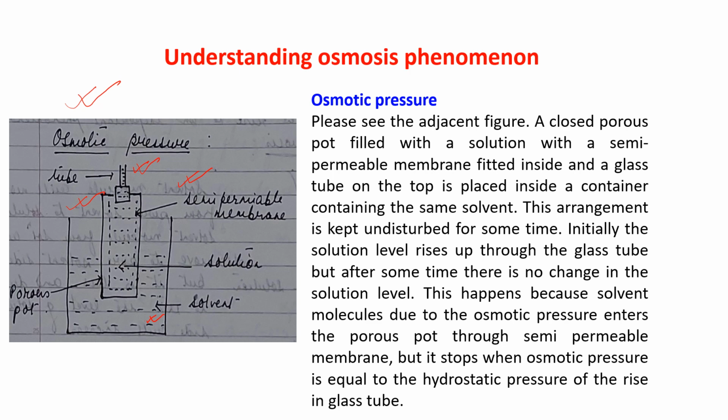This is happening because the solvent molecules, due to osmotic pressure, enter the porous pot through that semi-permeable membrane. Only the molecules of the solvent can enter. So the solvent molecules enter the porous pot through the semi-permeable membrane because of the osmotic pressure. But it stops when the osmotic pressure is equal to the hydrostatic pressure of the rise in the glass tube. Am I clear to you?